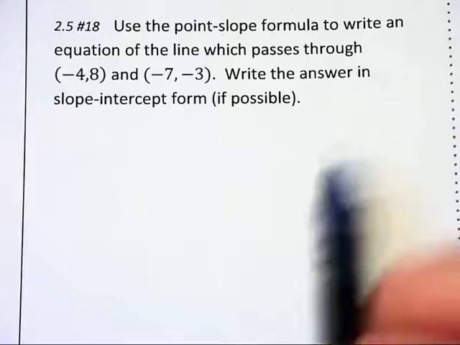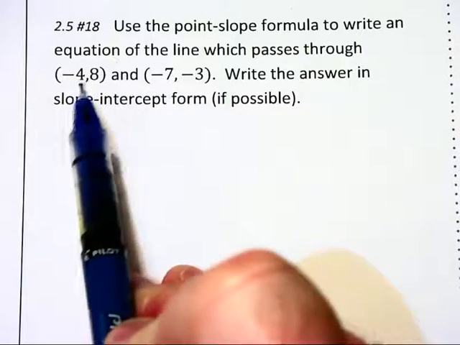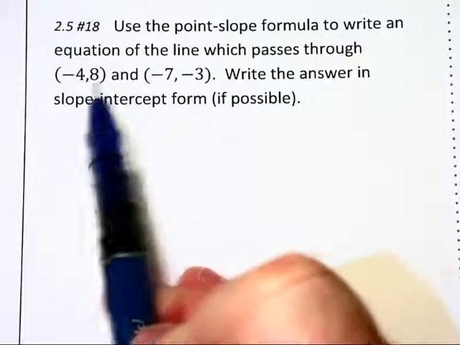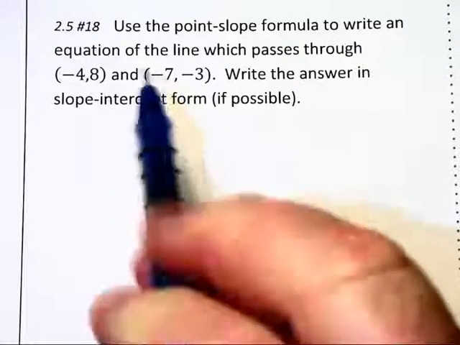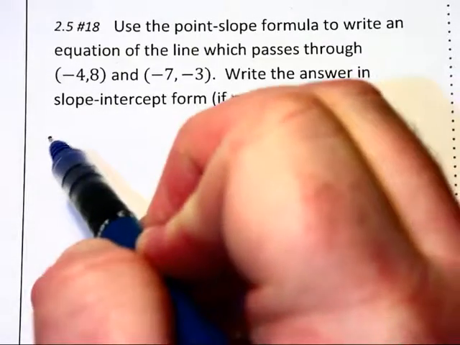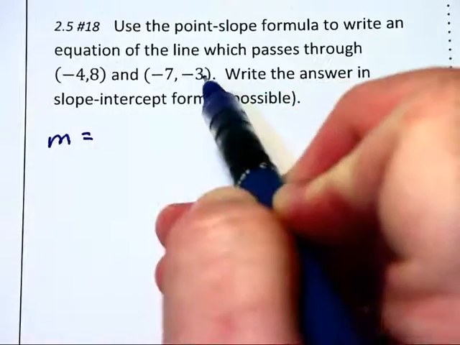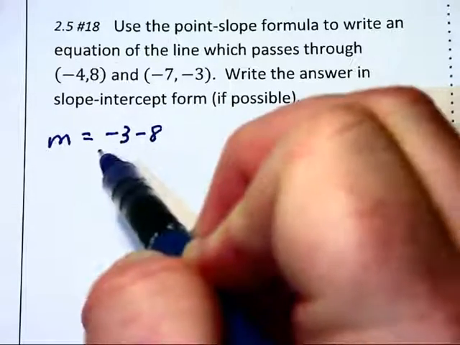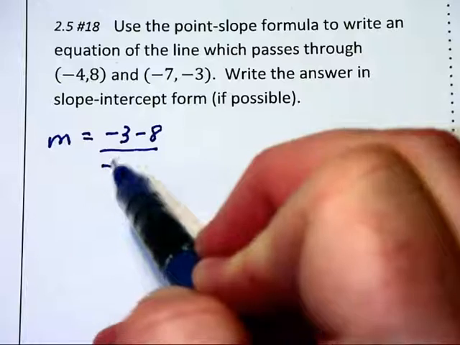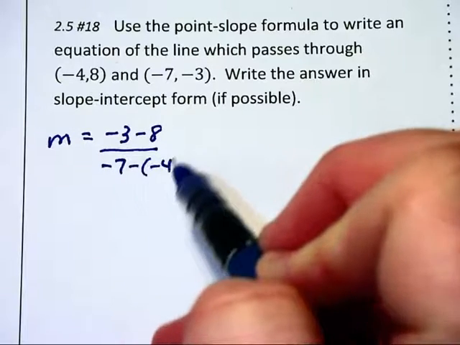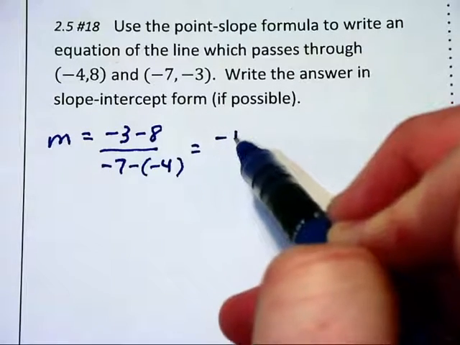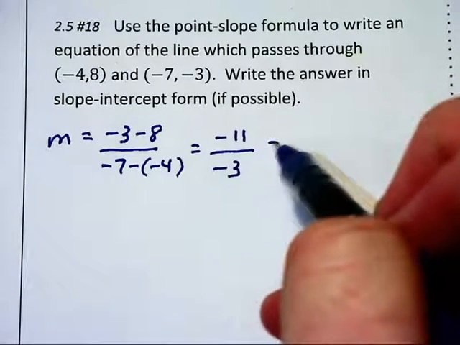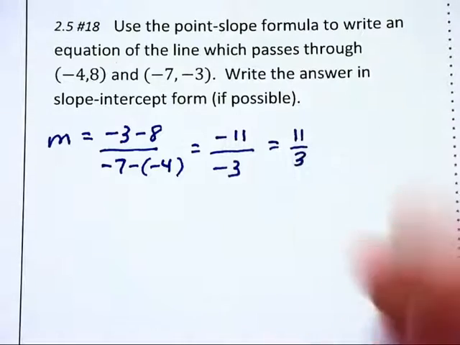In this next problem, we're asked to find the equation of the line that goes through these 2 points. We'd like to use the point-slope formula, but we don't have the slope. We just have 2 points. So we're going to start by finding the slope. M is going to equal the difference of the y's, that will be negative 3 minus 8, divided by the difference of the x's, that will be negative 7 minus negative 4. Our numerator becomes negative 11, our denominator becomes negative 3, and we have a slope of 11/3.